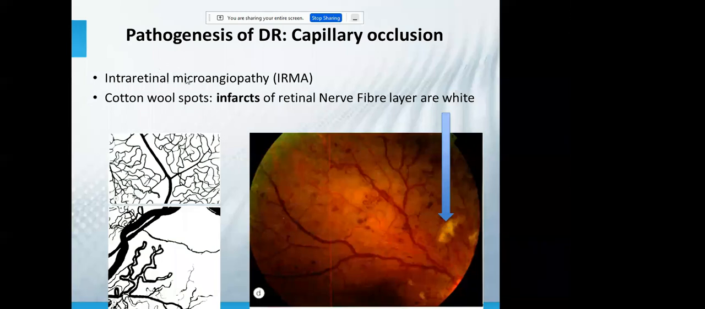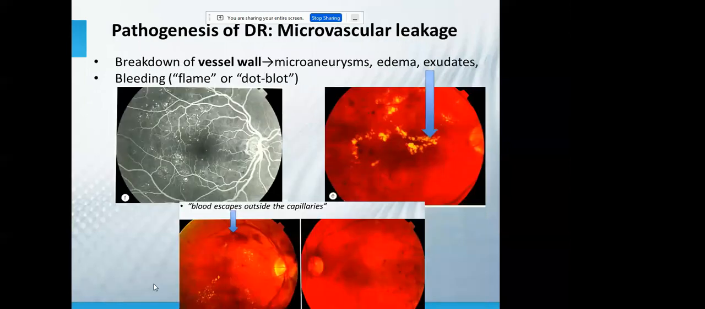Then another hallmark is what we call intraretinal microvascular abnormalities, okay? This is what this picture on the left is trying to illustrate, blood vessels flowing around. We have agreed that there can be leakage. So what do you see on leakage? The blood vessel wall breaks down. You end up with bulging of the wall of the blood vessel like a small balloon. That's called a microaneurysm. Then, of course, when they leak, there'll be edema.